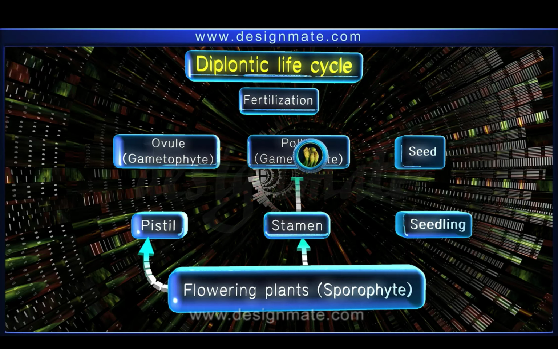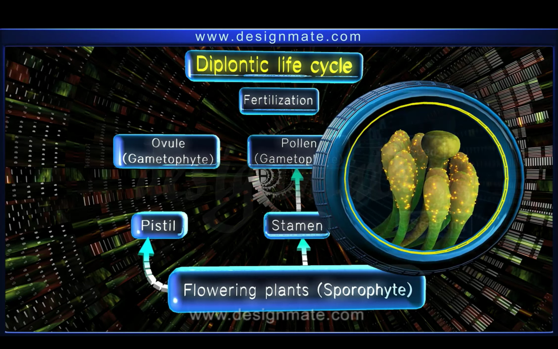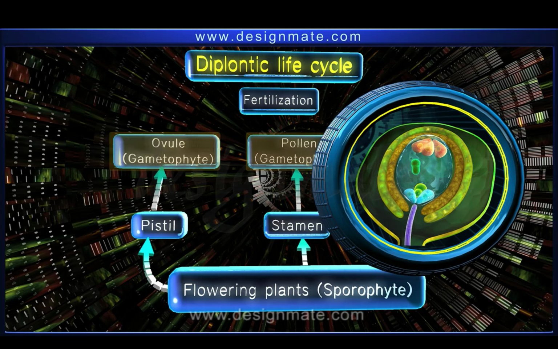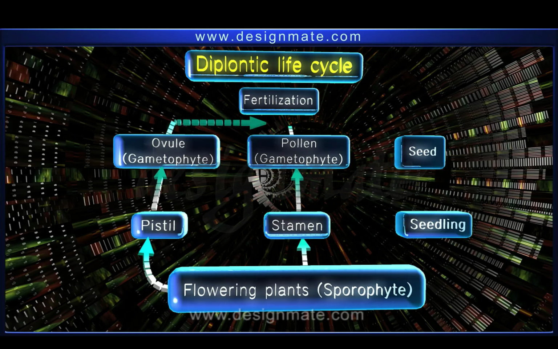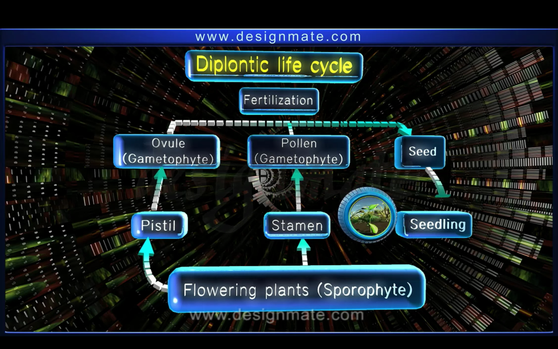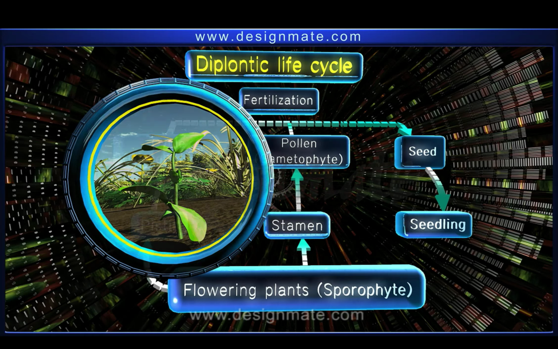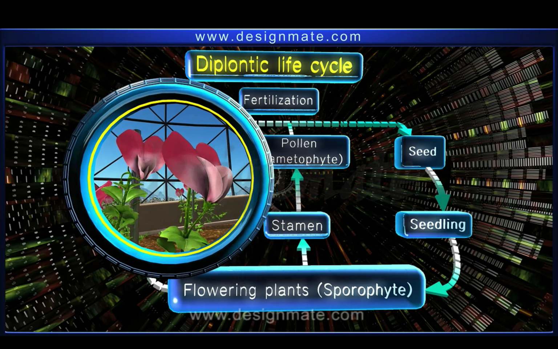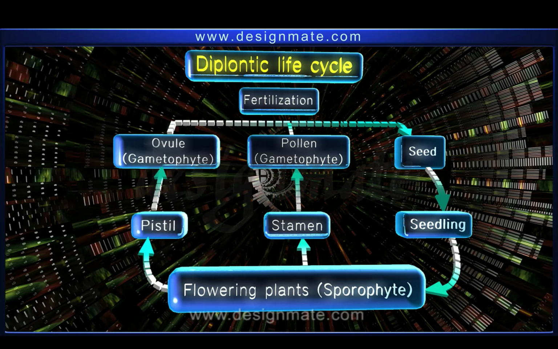These contain pollen and ovule, which are gametophytes. They combine together during fertilization and form the seed, which develops into a seedling. And this seedling grows into a flowering plant. This kind of life cycle is termed a diplontic life cycle.